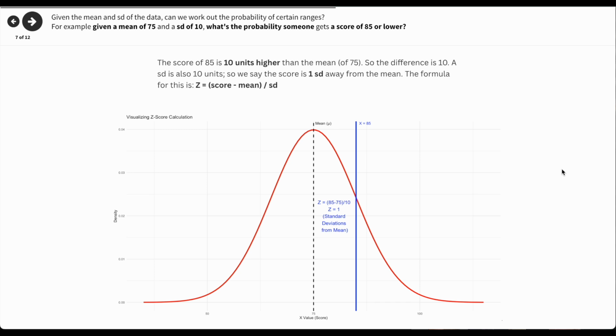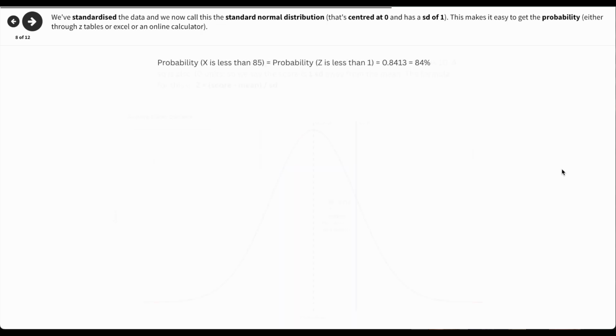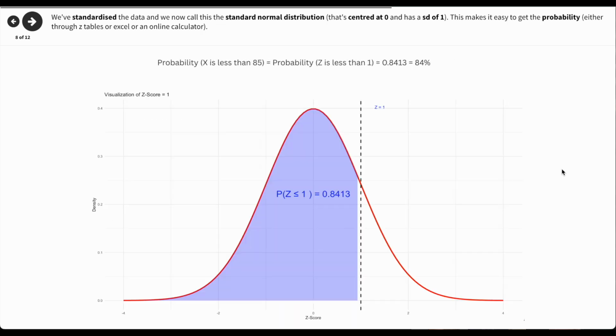So the formula for that is Z equals the score minus the mean, first up, and then divided by the standard deviation, and that gives us our Z score, which we say is our standardized score. So we've standardized the data, and we now call this the standard normal distribution, and that's always centered at 0 and has a standard deviation of 1. And this makes it easy to get the probability.